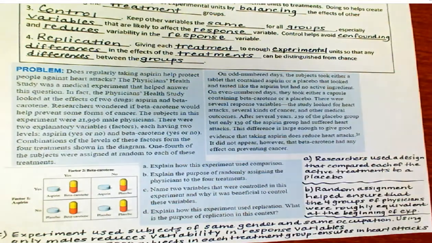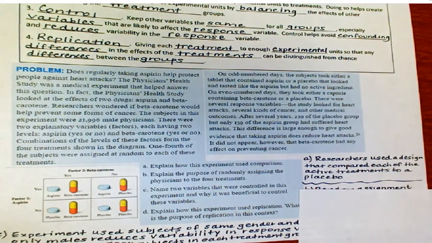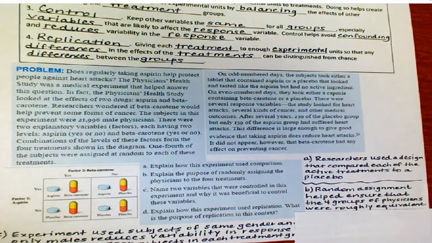Part B, explain the purpose of random assignment, randomly assigning the physicians to the 4 treatments. Okay, so it says random assignment helped ensure that the 4 groups of physicians were roughly equivalent at the beginning of the experiment. So that's why you want to have random assignment, so that you can assure that you have roughly equivalent groups at the beginning of the experiment. So they did say they divided them up into the 4 different groups.